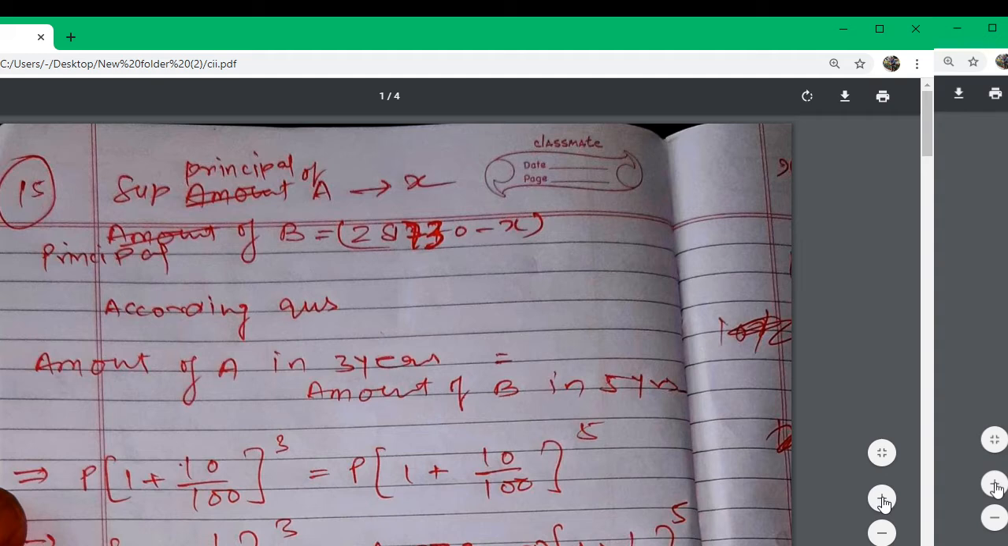Look at this, students, it is written 28,730. Actually by mistake I had noted 28,370 in my copy, so the answer was not coming and the question had gone wrong. So I have corrected it here; the amount is 28,730. I have supposed that the principal of A is equal to X, so the principal of B will be 28,730 minus X. Understood?